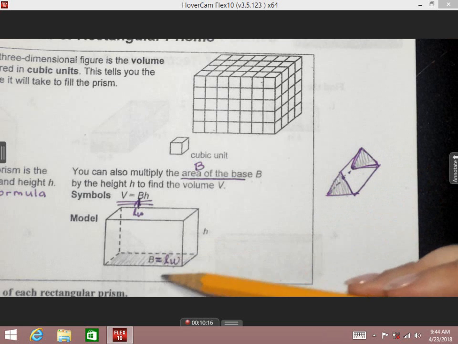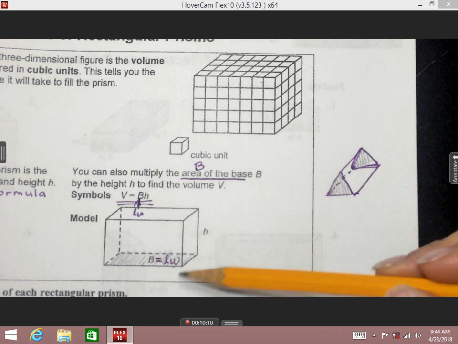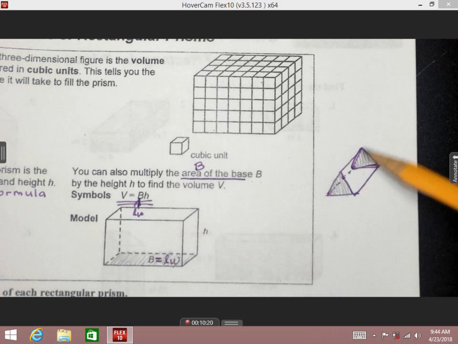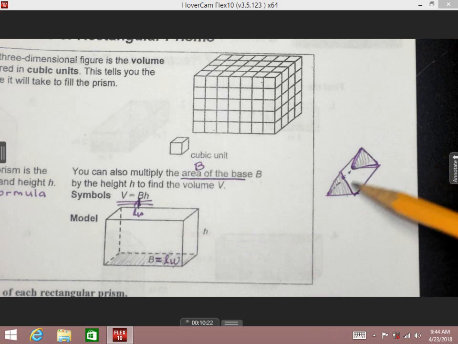Here, this one's sitting on the base. That's fine. Is it always going to sit on the base? No. Guys, this is going to be really important that you're able to recognize the base because, again, are you always going to have these awesome rectangles? No, I say awesome rectangles because they're easy. Length times width times height.